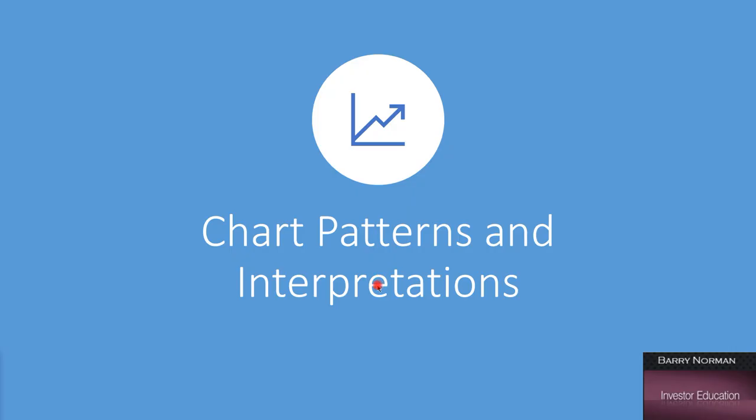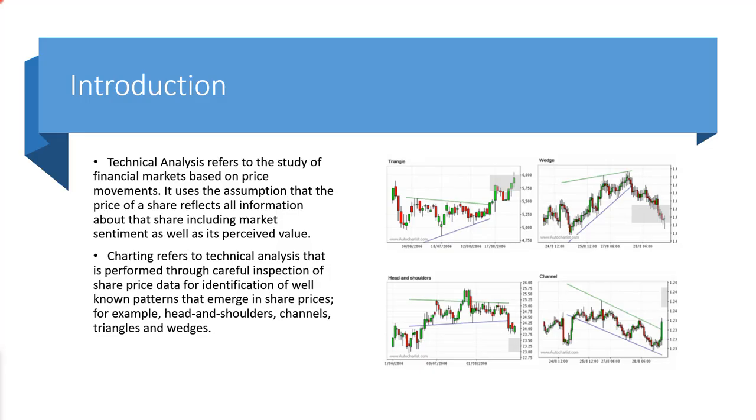So let's get on to talking about chart patterns and interpretations. Technical analysis refers to the study of financial markets based on price movement. It uses the assumption that the price of a share or an asset reflects all the information about that asset, including market sentiment as well as perceived value. Charting refers to technical analysis performed through careful inspection of share price data for identification of well-known patterns that emerge in price. For example, head and shoulders, channels, triangles, and wedges.